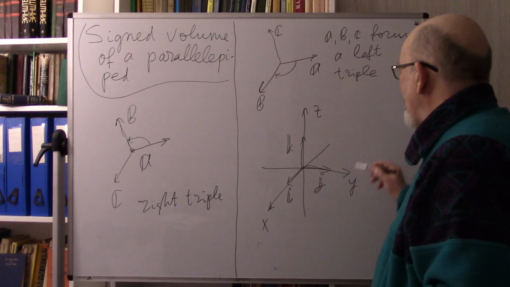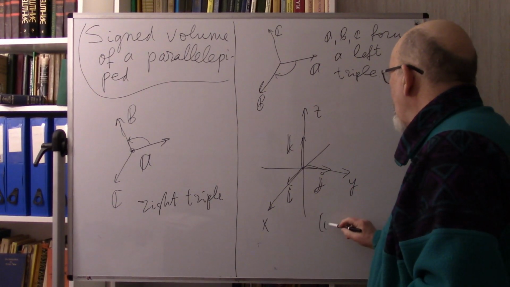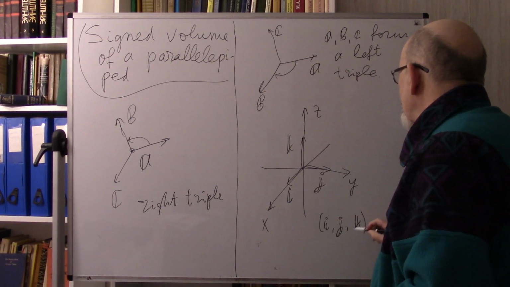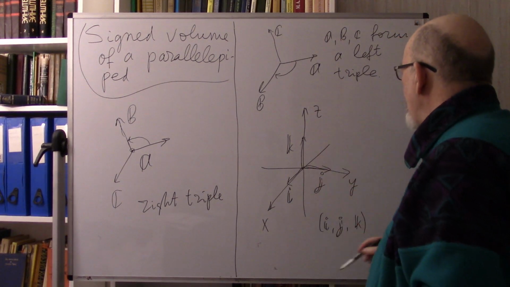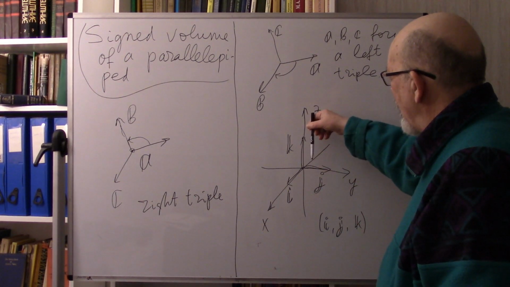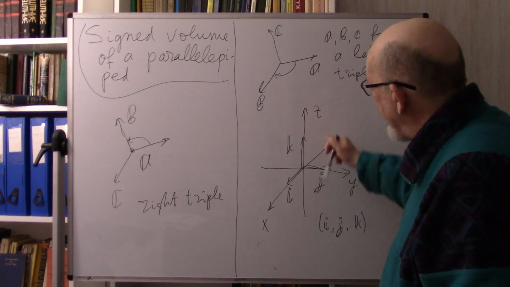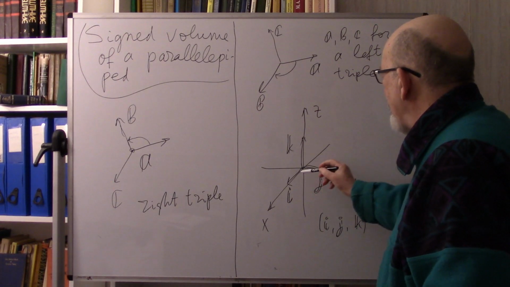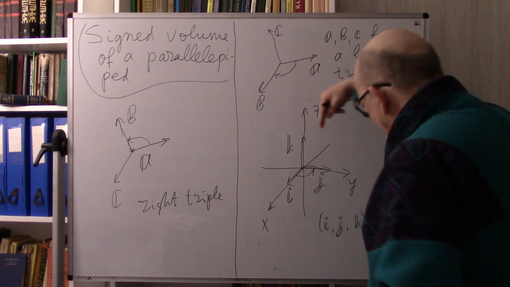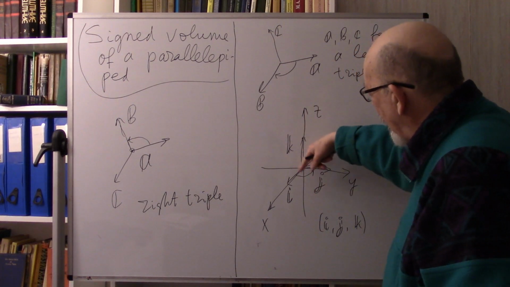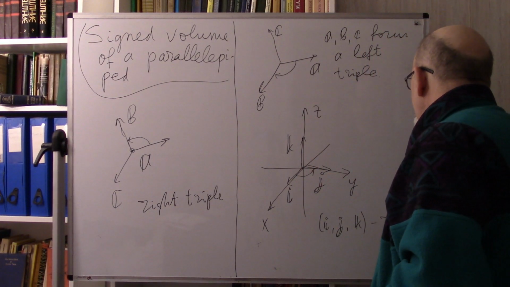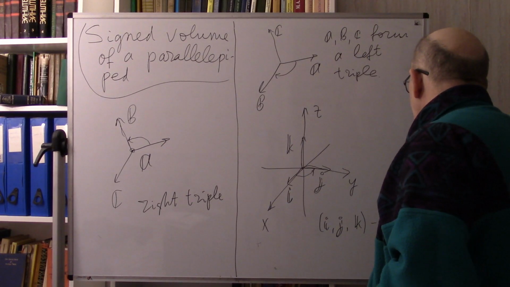Then vectors I, J, K form which triple? If you look from the tip of K and turn vector I so that it becomes parallel to vector J, we'll see that it happens, if you look from here, in the counterclockwise direction. Yeah, so it is a right triple.